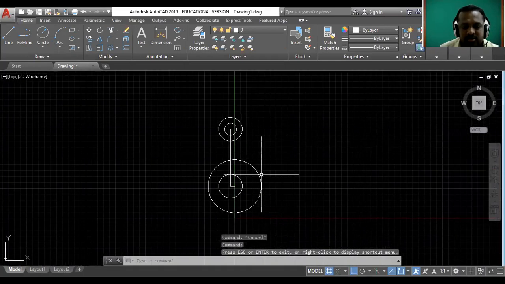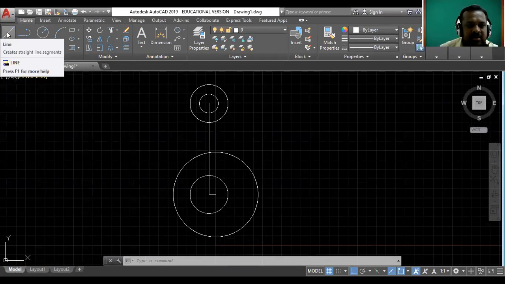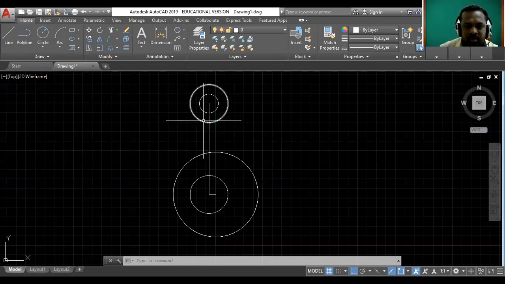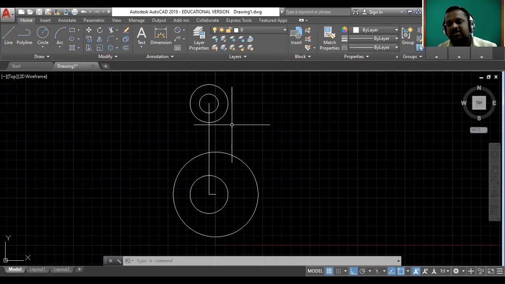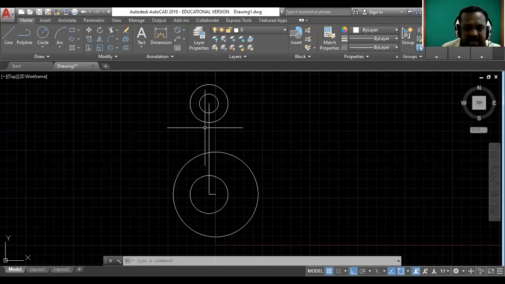Okay. So understood? Yes. Then again, we have to draw two vertical lines from this point. What is the distance between those two lines? 28. Okay, means 28, and distance 14. Means on this side it is 14, on this side it is 14.